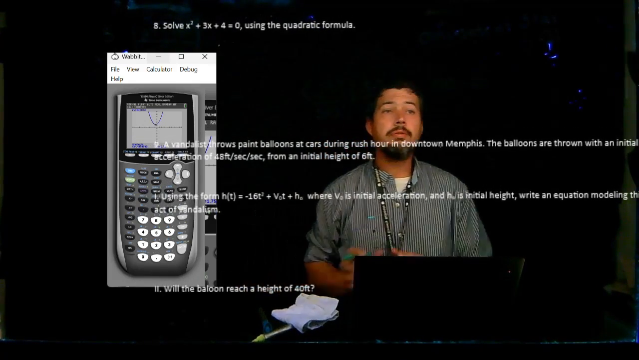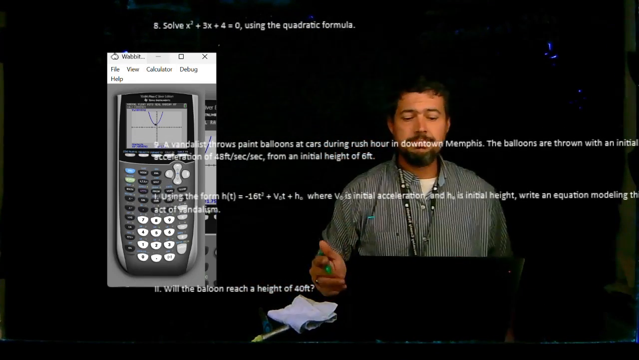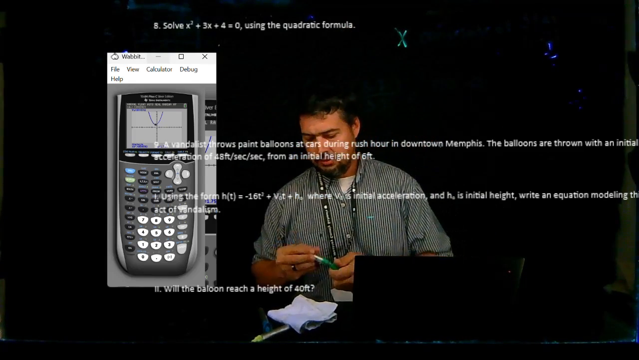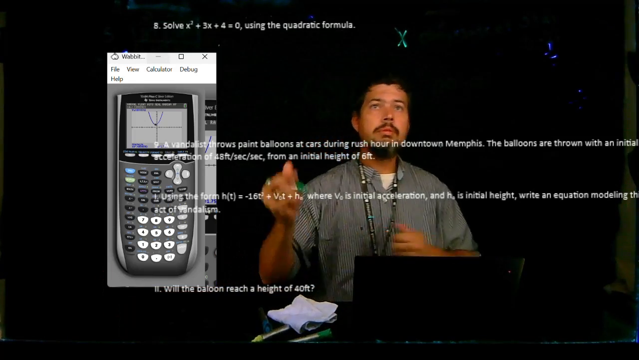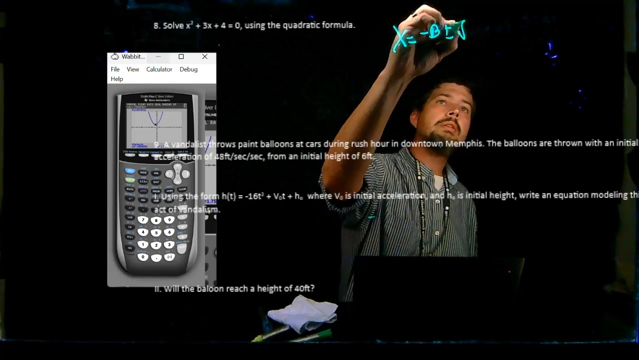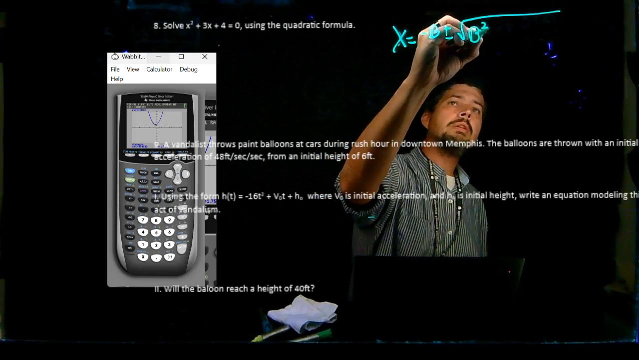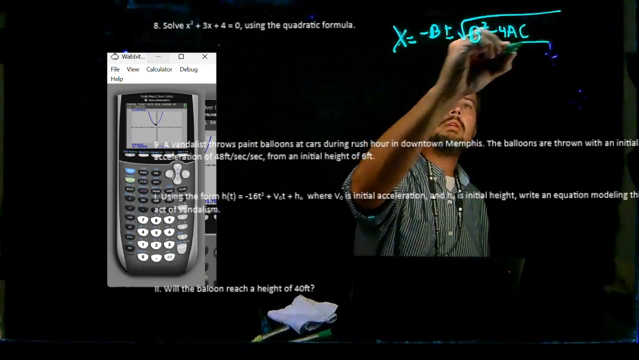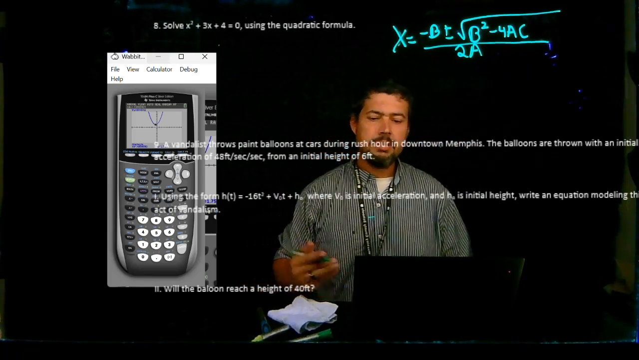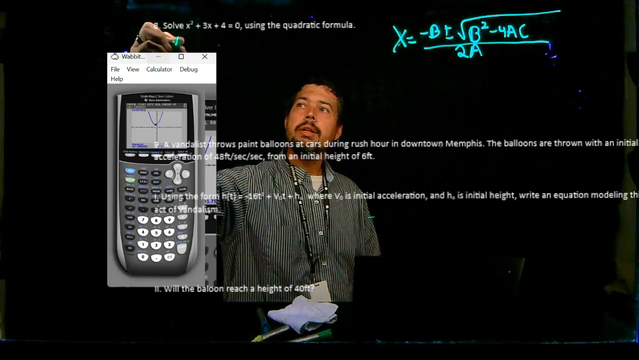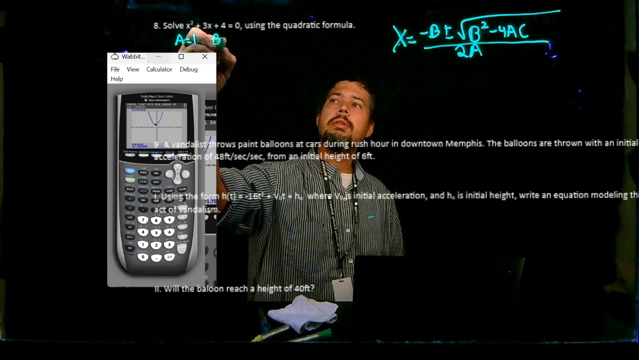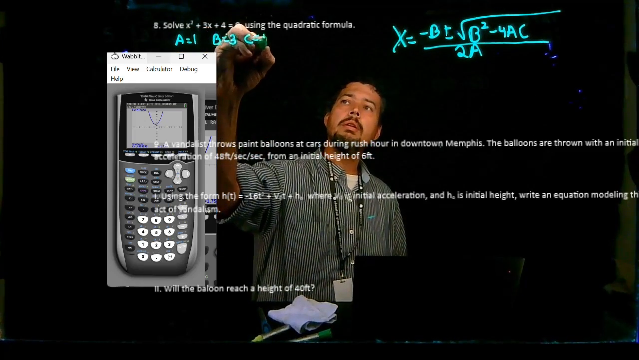Hopefully you know the quadratic formula because I have zero intentions of giving it to you. It is x equals negative b plus or minus square root of b squared minus 4ac, all over 2a. And you just got to pick out your numbers, right, kids? So looking at my equation, I know that a is 1 because it's the understood number in front of x squared. I know that b is 3, and I know that c is 4.